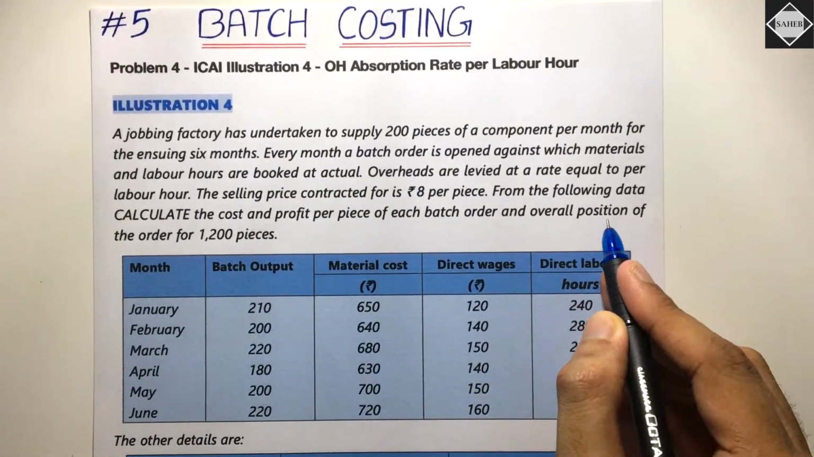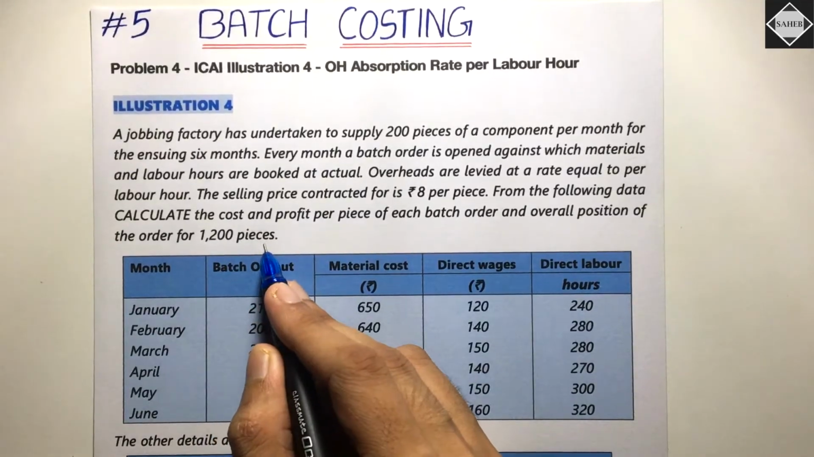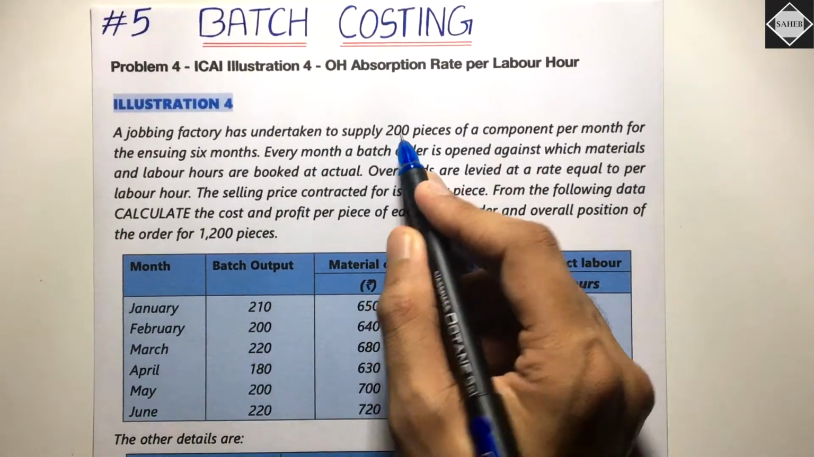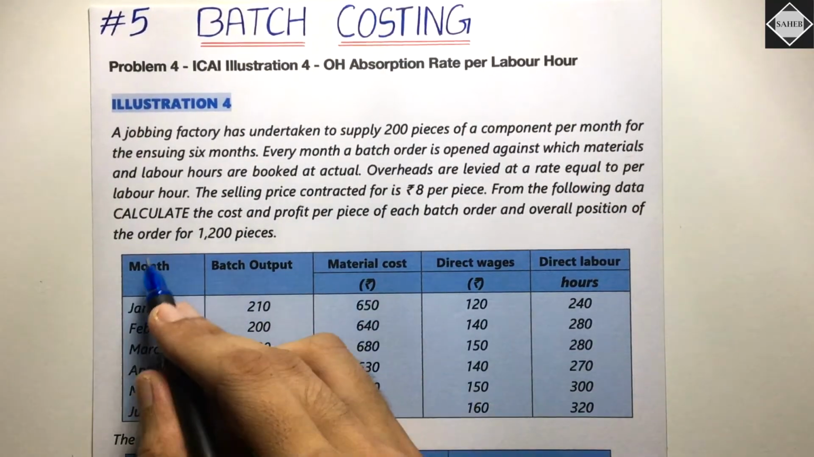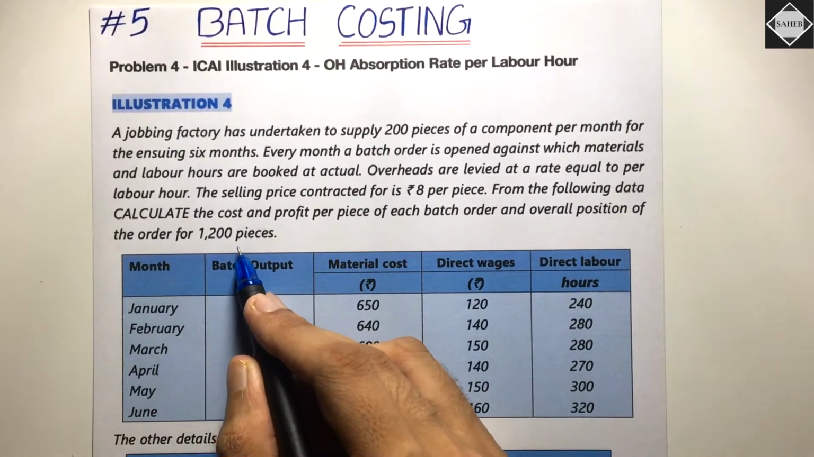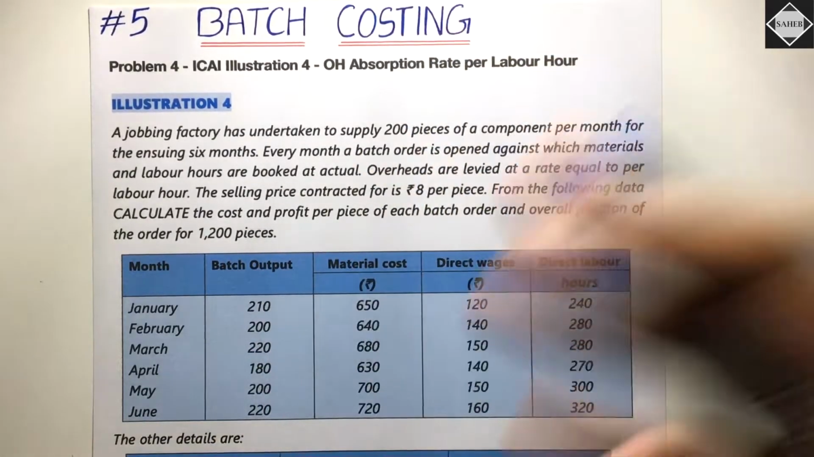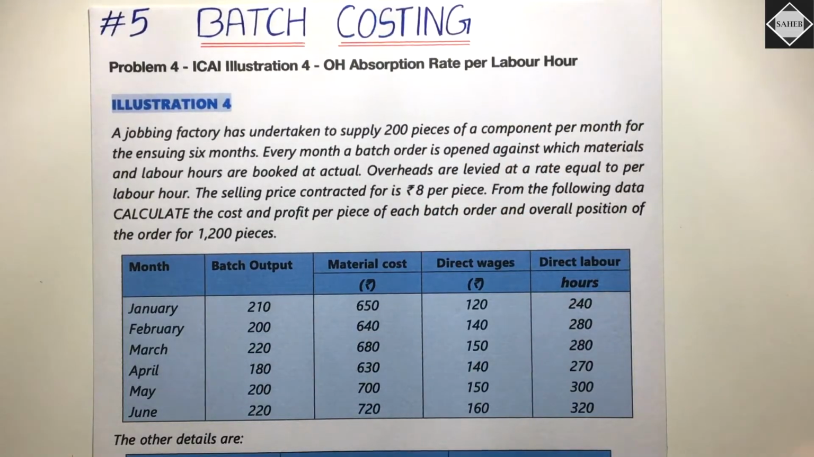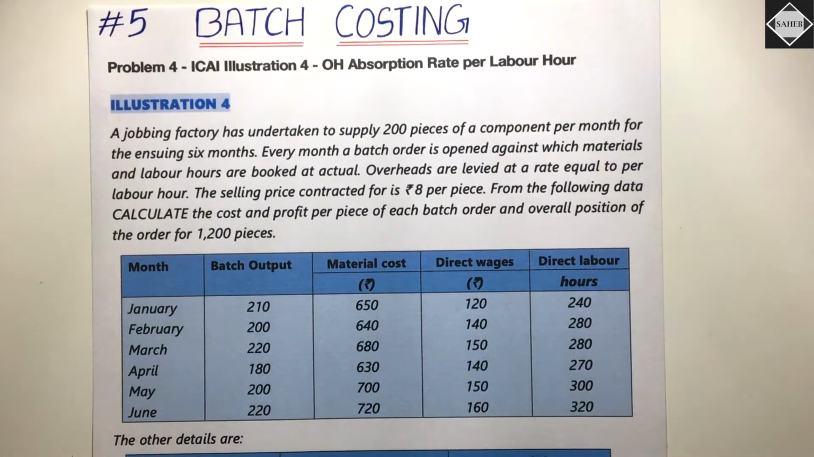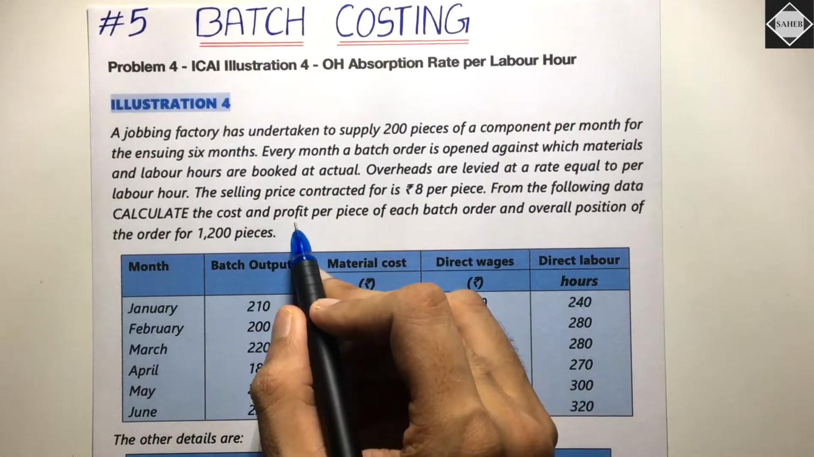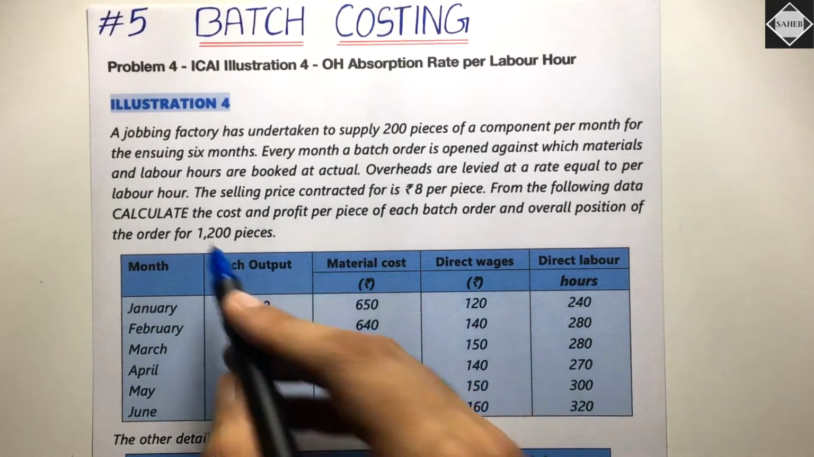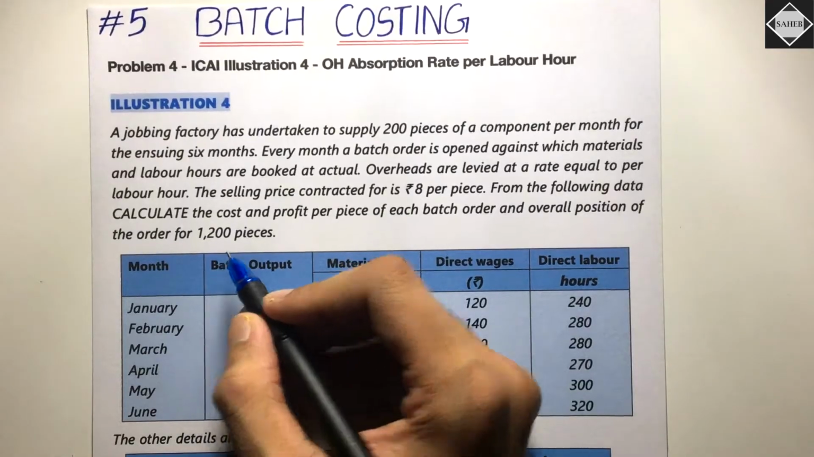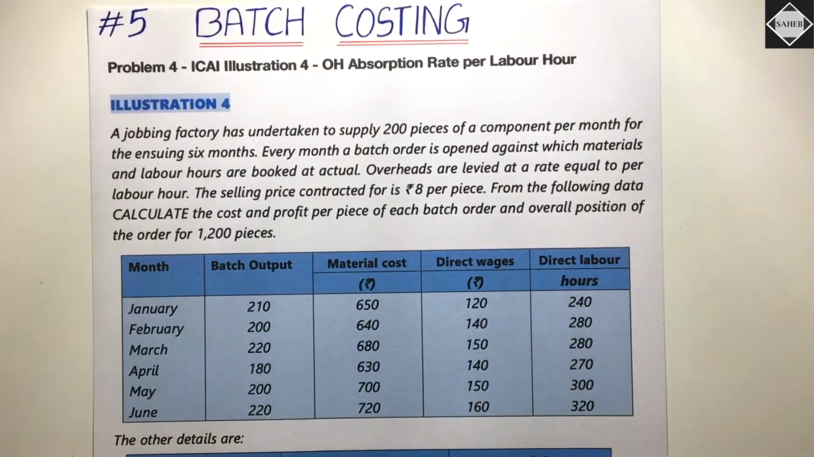And the overall position of the order for 1200 pieces, 200 into 6, that's 1200. So they're also asking what will be the position of the order for the entire 1200 pieces. We'll prepare the cost sheet of each batch by making multiple columns. Then below that we'll calculate the cost and profit per unit, per piece, easily. And at last, by taking the average, we'll calculate the cost and profit of 1200 pieces. We'll see that, don't worry. I'm just giving you an overview here.